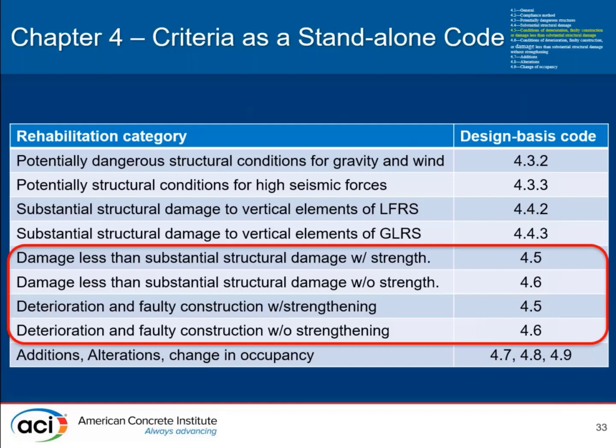So back to the table again. This time we'll explore damage less than substantial structural damage and deterioration and faulty construction. And we can think about those categories either as rehabilitation without strengthening, where you're just bringing things back to perhaps a previous strength level, or you can think about either of those categories with strengthening, where you're now making the strength of the rehabilitated element stronger than the previously designed strength was.